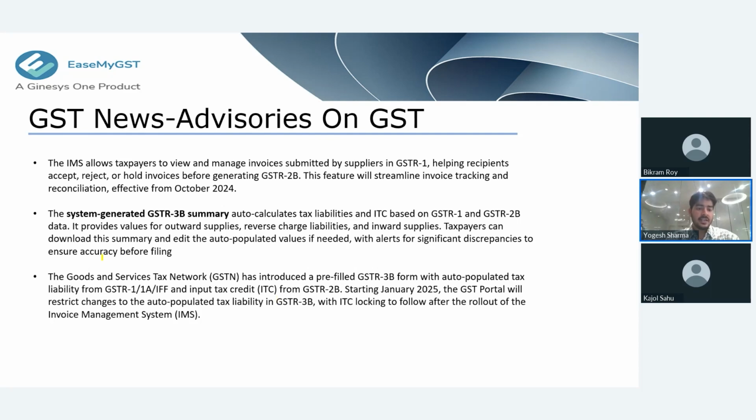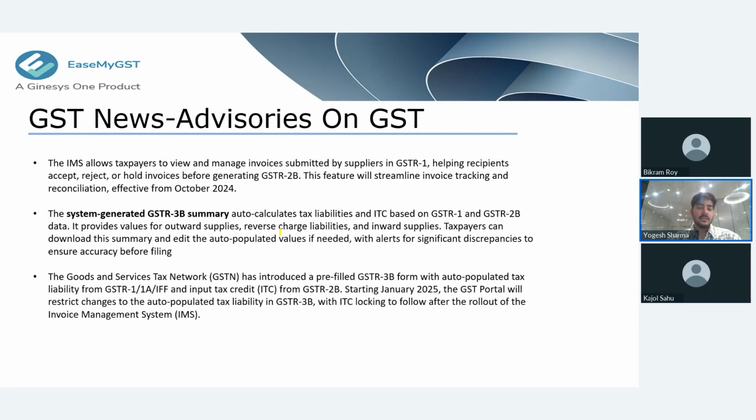Now the second advisory was the system-generated GSTR 3B summary, which auto-calculates tax liabilities based on GSTR 1 and GSTR 2B data. It provides values for our outward supplies, reverse charge, and inward supplies, so that we don't have to do any extra work. Taxpayers can download this summary and edit the auto-populated values if needed, with alerts for significant discrepancies to ensure accuracy before filing.